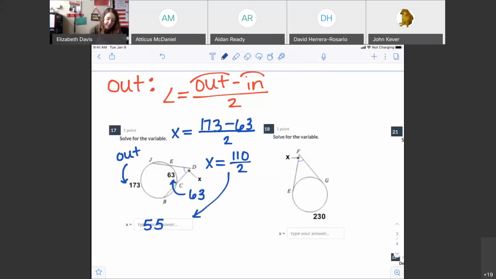All right, on 18, you're going to use that same outside minus inside divided by 2. How much would the inside be here? Very good, 130. So we got that because the whole circle is 360, and we subtract out the part we already have, 230. Cool, so you're going to use this rule up here. Go ahead and solve for x.